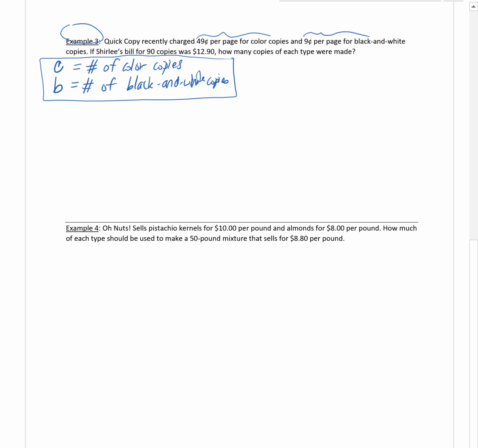Okay. Looking at all the information they gave us, I noticed that they give us kind of price information. They say, oh, color copies cost this much, black and white cost that much, and she spent a total of $12.90. So I think we'll have one equation for price and then another equation for number of copies that were made. I think that's kind of how the information will be broken down.